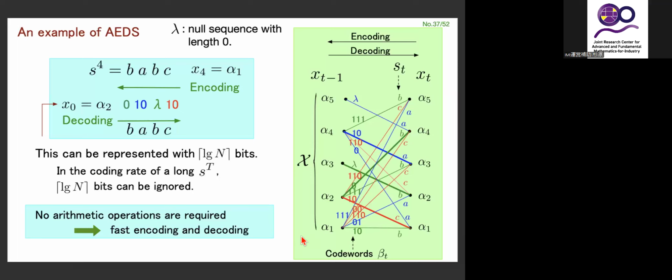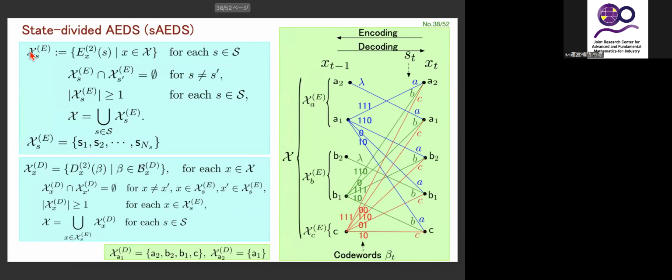But the AEDS has a lot of freedom, so it is difficult to analyze the performance information theoretically. Therefore, we consider a restricted AEDS, or the state divided AEDS. Let X sub S be the set of states that are obtained by coding S from the right side.